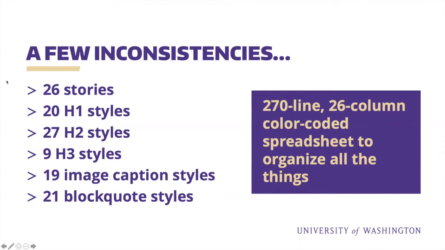I created this really cool, I should have included, I have a GIF of this spreadsheet. It is color-coded and just made my brain super happy. That's 270 lines, 26 columns of all of the different components in every single story. So yeah, we had a few inconsistencies.